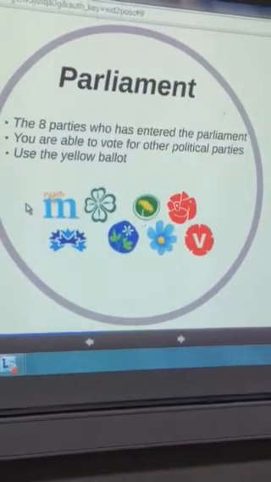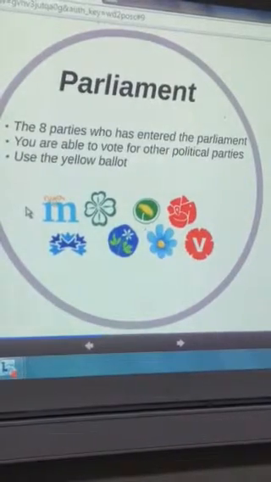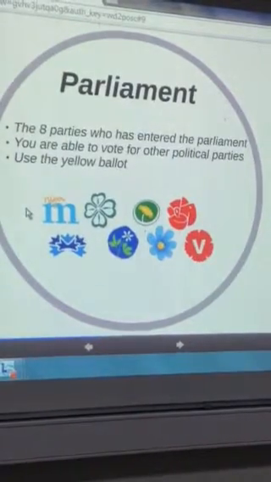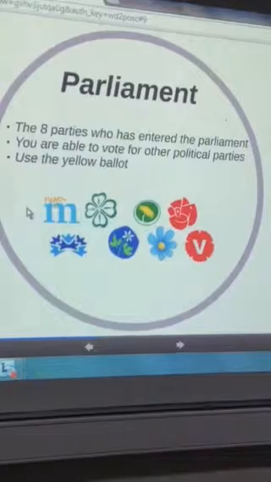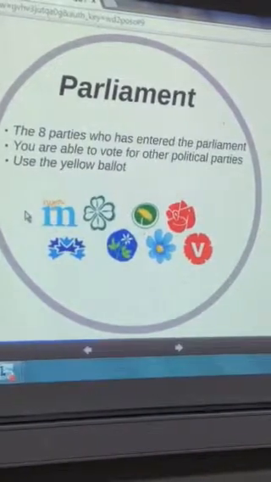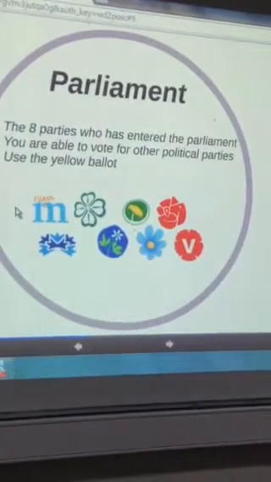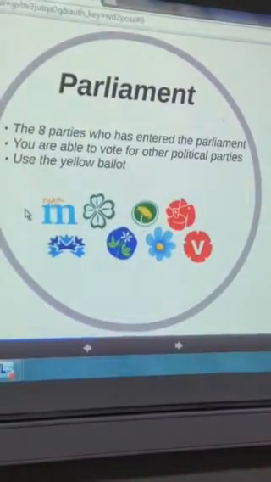And if you don't have the political knowledge, you simply vote blank. And remember, you are only allowed to vote for one political party in the election. If you vote for more than one party, your vote will be considered as invalid.